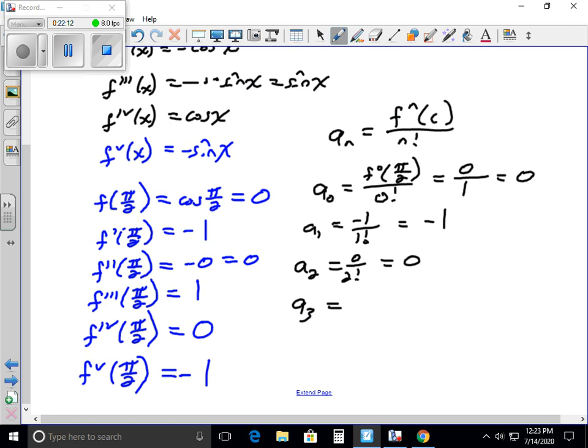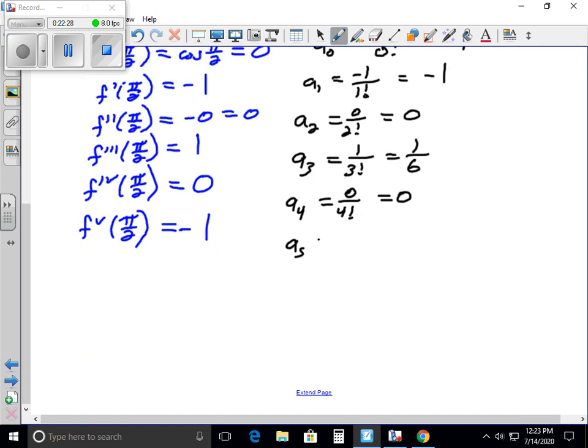Our third, a sub 3, is our third derivative over 3 factorial. So that's 1 over 6. A sub 4 is our fourth derivative over 4 factorial. And then a sub 5 is our fifth derivative at pi over 2 over 5 factorial. So that's negative 1 over, I think that's 120. That's 2, 6, 24 times 5 is 120. So those are our coefficients.